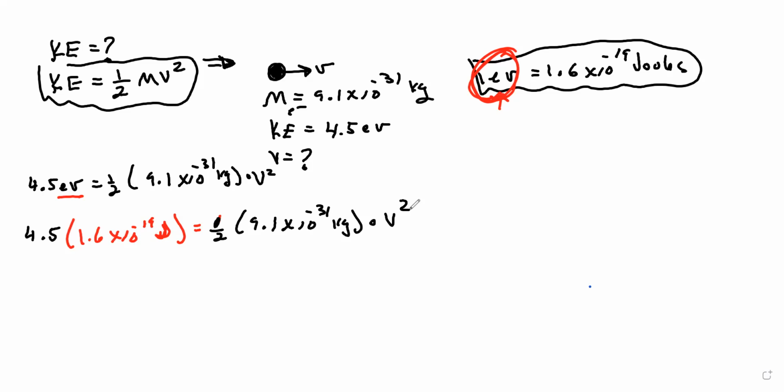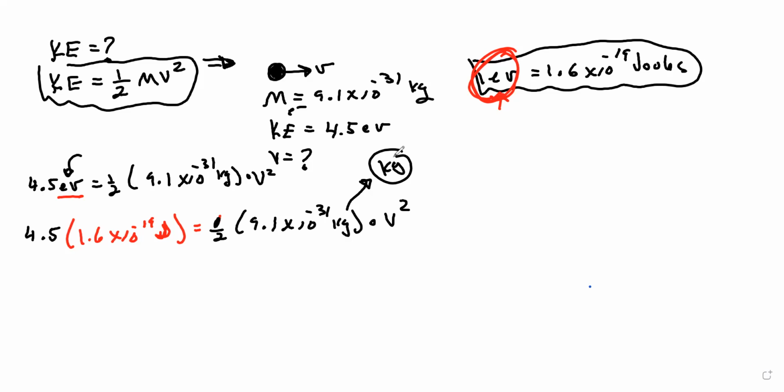Now, why did we change the electron volts to units of joules? The reason we did that is because we have kilograms over here, and the kilograms go well with joules. Kilograms do not go well with electron volts. We'll see in a minute.